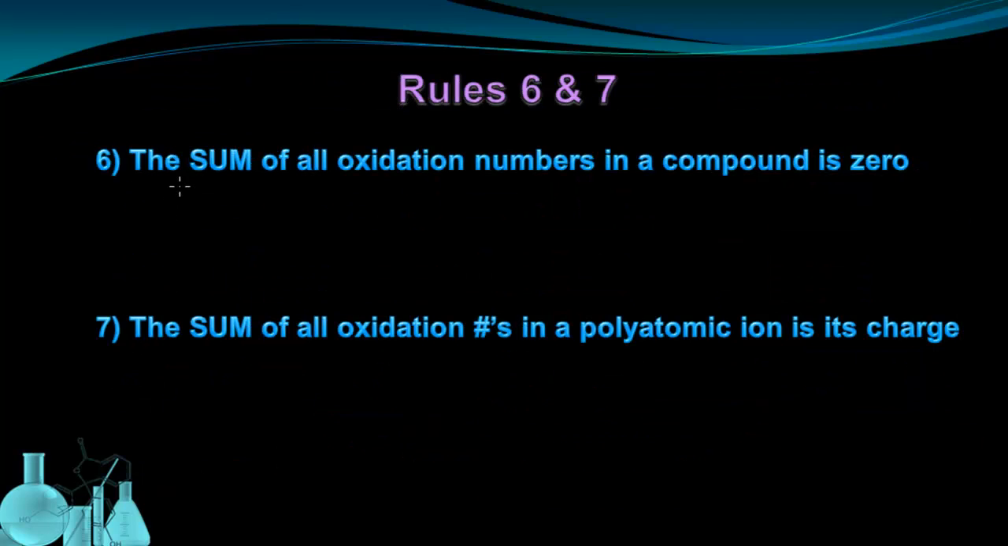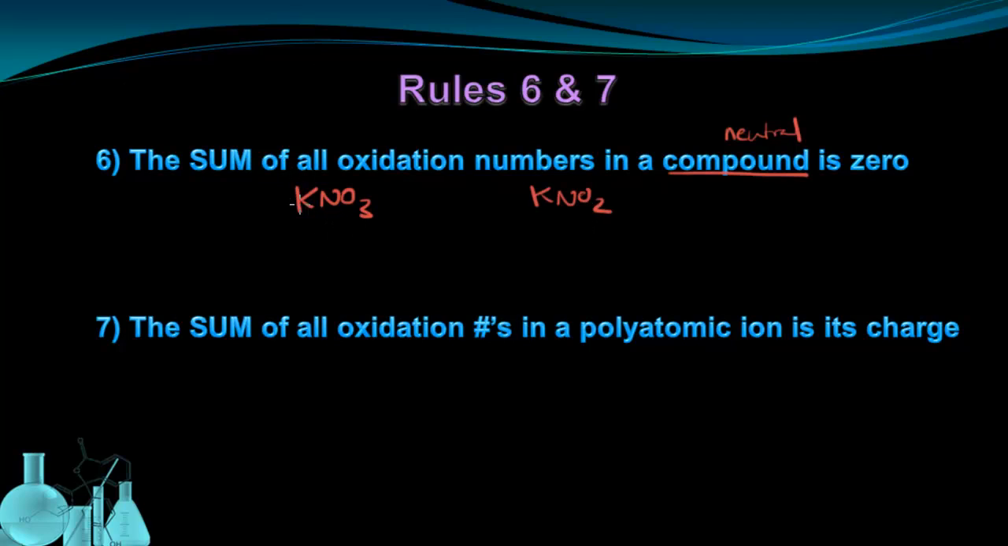Rule 6 says that the sum of all oxidation numbers in a compound is 0. Now the reason it's 0 is because compounds are neutral. They are neutral arrangements of elements. So let's look at an example of how to use this rule. Say I take the compound KNO3 and the compound KNO2. So the first one's potassium nitrate, the second one's potassium nitrite.